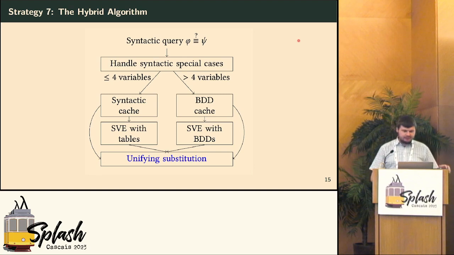Okay, so putting all this together, this is an overview of the algorithm. We get a Boolean unification problem like this. We look at how many variables there are. If less than or equal to 4, we look in the syntactic cache. If it's not in the cache, then we run Boole's algorithm, SVE, where we use tabling to keep the formula small, and that gives us the unifying substitution. If there are more than 4 variables, then we're in one of these tail cases that are much more complex to handle. Then we look in a BDD cache we have, and then we run SVE with BDDs if it's not in the cache, and then we have the unifying substitution.